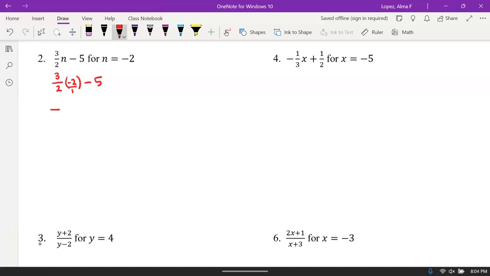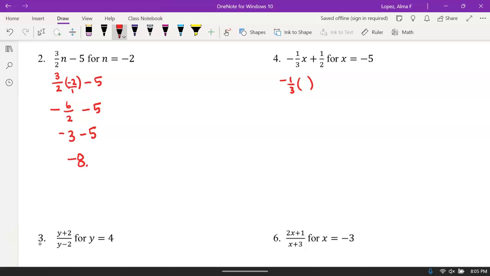When I'm multiplying a 3/2 times a -2, I know I'm going to get a negative number. But what number? Well, I'm going to multiply the tops together. I'm going to multiply the bottoms together. That's going to be 3 times 2, which is 6, over 2 times 1, which is 2. Now, -6 divided by 2 is -3. And then again, you can rewrite this or do anything you want to, but combining -3 and -5, I will eventually get -8, any way that I do it.